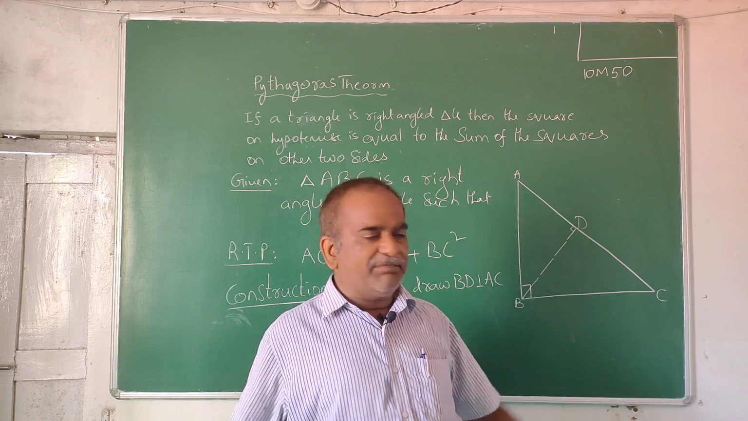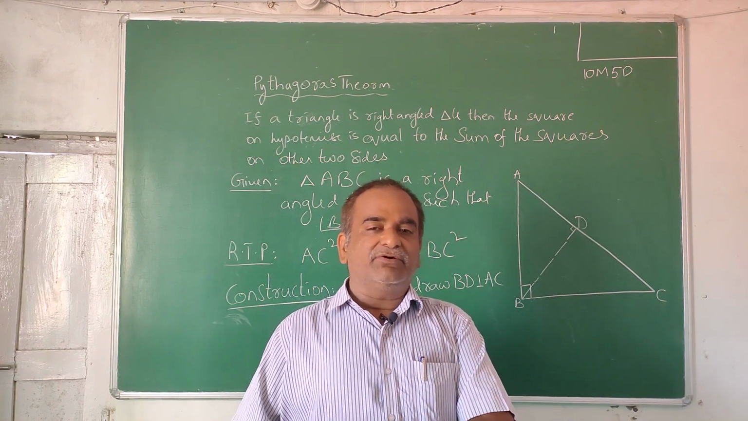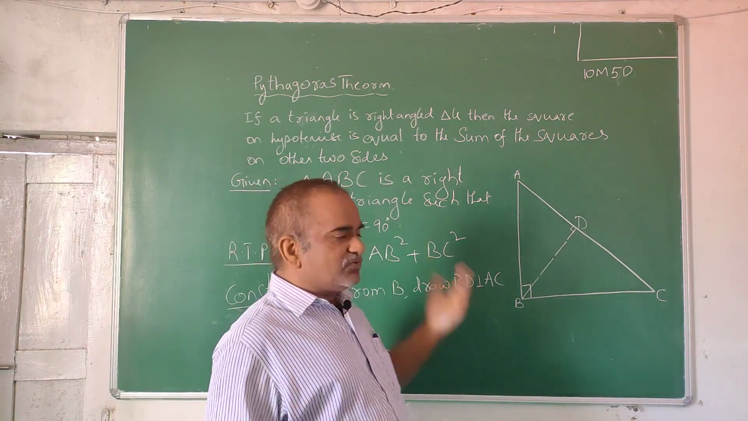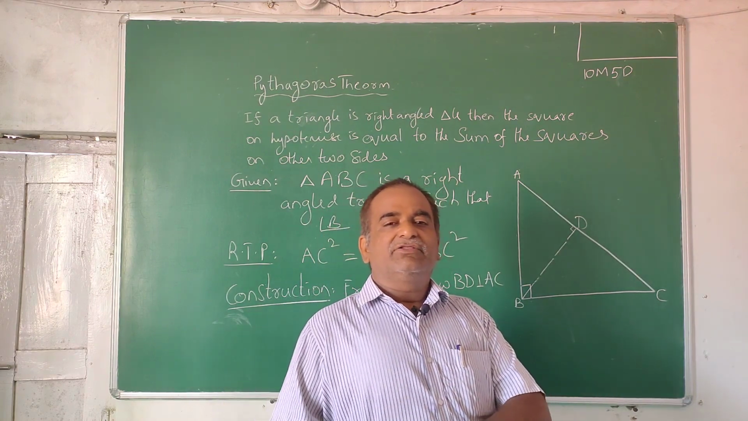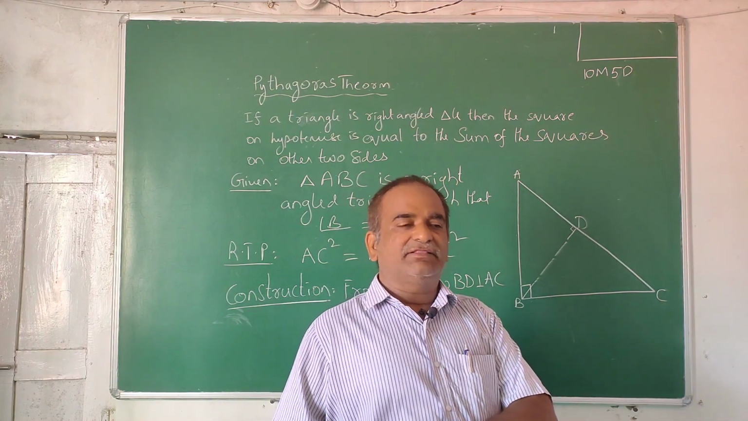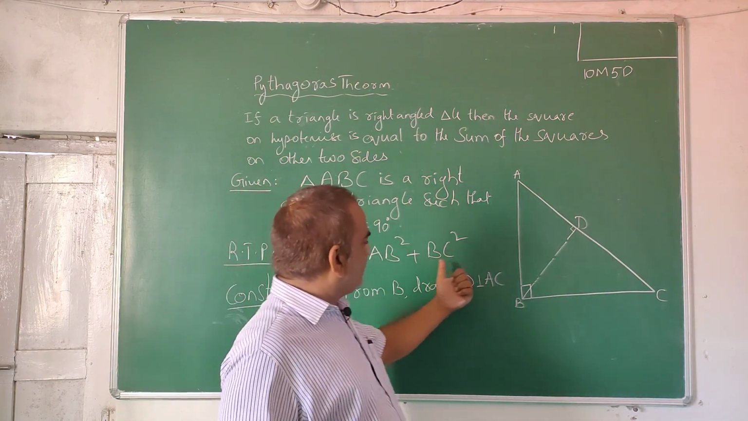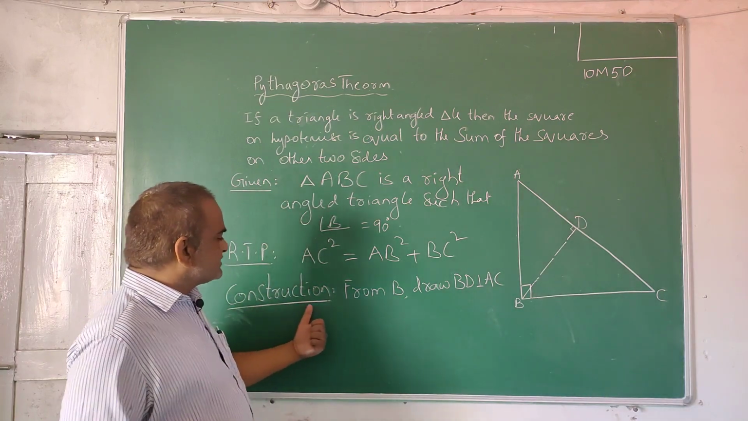AC is the hypotenuse. Then the square on the hypotenuse, so AC square, is equal to the sum of the squares on the other two sides, so AB square plus BC square. So we have to prove that AC square is equal to AB square plus BC square. So we are taking a construction part.